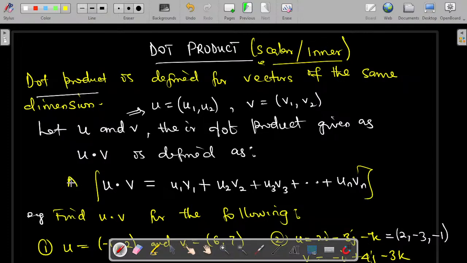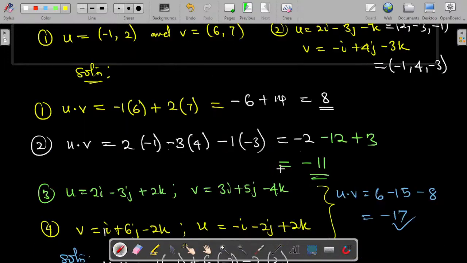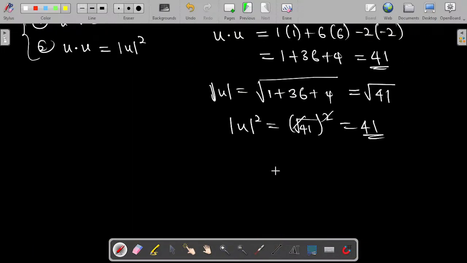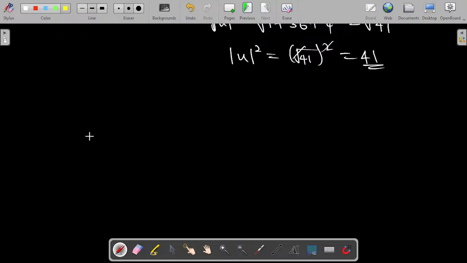You can call this definition A. Now there is a second definition for dot product, and that definition is very, very important. In fact, that's what we need to talk about orthogonal vectors. Let me call it definition B. So now the first definition happens, thank you very much everyone.